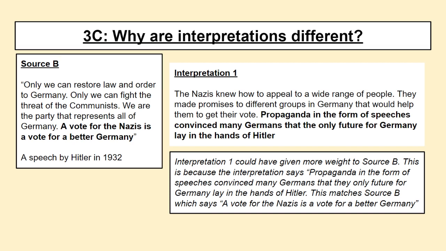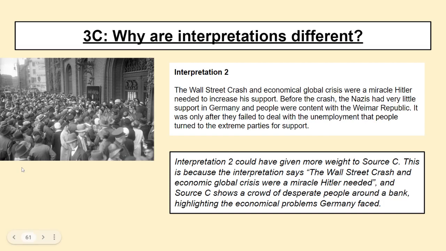Now we need to do the same for the other interpretation, which will match with the other source. Now, in this case, the source is a picture, and therefore we describe what we can see in the picture. So, interpretation 2 could have given more weight to source C. This is because the interpretation says the Wall Street crash and economic global crisis were a miracle Hitler needed, and source C shows a crowd of desperate people around a bank, highlighting the economical problems that Germany faced. Again, not much writing, but I'm showing how the historians could have used these sources to form their views.